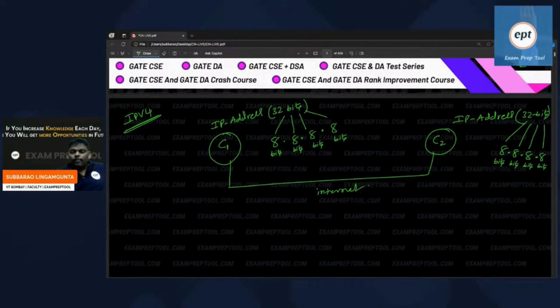Fine, is it okay? An IP address contains 32 bits according to the IPv4 version. As versions increase, the number of bits also increases, because the population is increasing and the number of people using the internet is increasing. As of now, only the IPv4 version is in the GATE syllabus. 32 bits only.